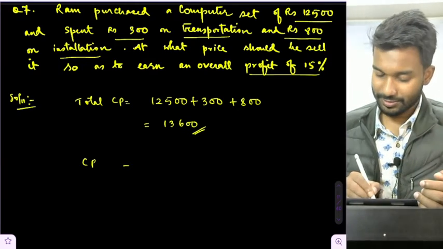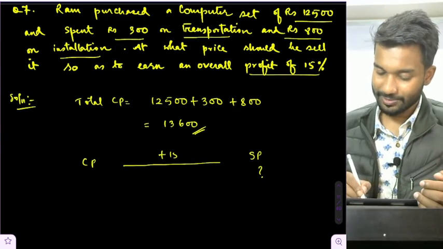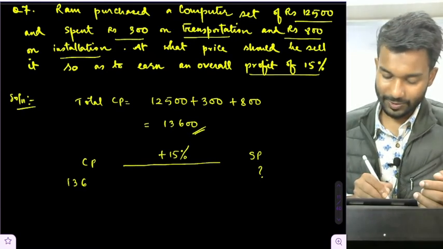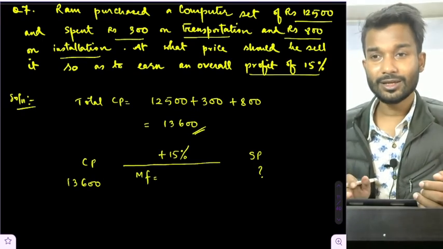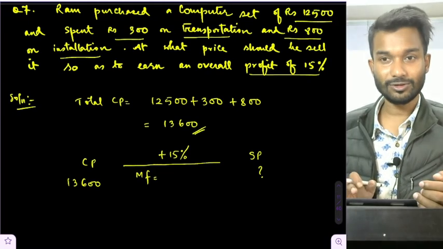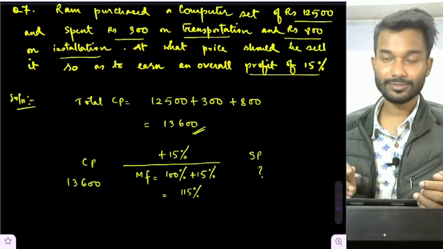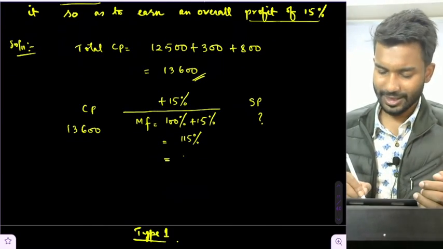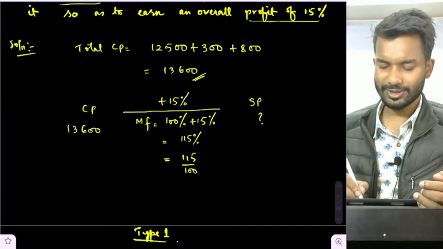Now we know the cost price, the selling price of the article we do not know, but he wants to earn a profit of 15%. Cost price is known, 13,600. Multiplication factor will be how much? I have already given in my earlier lecture how you find the multiplication factor. It will be 100% plus 15%, which gives us 115%, which will be 115 by 100. You can keep it like this, or you can divide it also, but better if you keep it. Two zeros will cancel automatically.